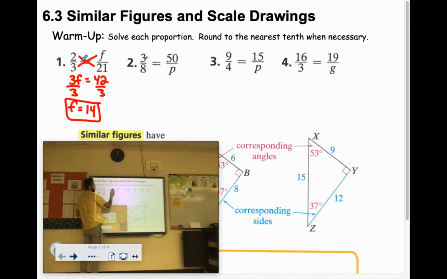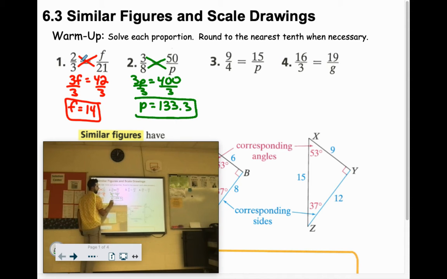Over here, we cross multiply. We have 3p equals 8 times 50 is 400. We divide by 3. We have 133.3 repeating, and it says round to the nearest tenth. So we'll just say 0.3.